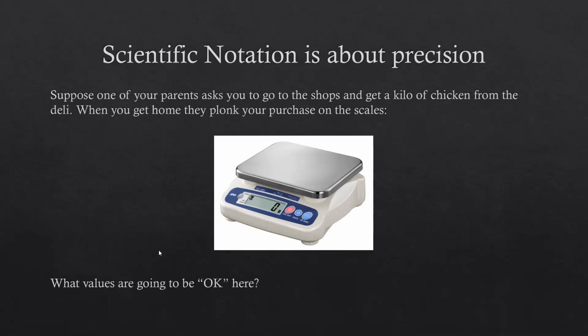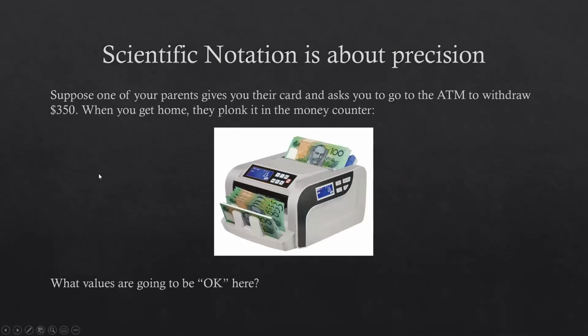Okay, let me give you a different example now. Suppose one of your parents gives you their card and says, go to the ATM for me, and I want you to withdraw $350. Now, I know that's very trusting of them, but they're really busy. They need to give this person $350 to fix the sink. They can't leave the house because it's overflowing. And you go out and get the money for them.